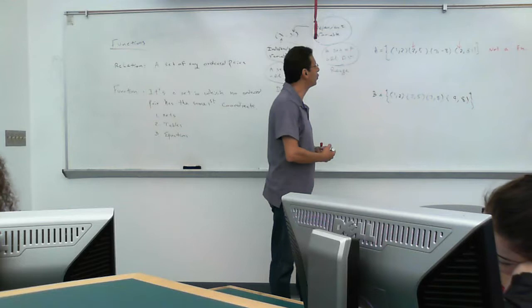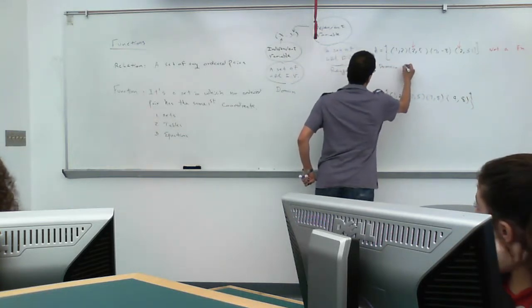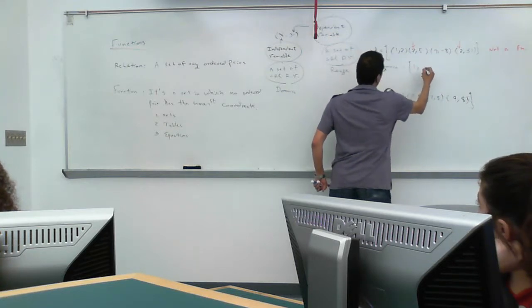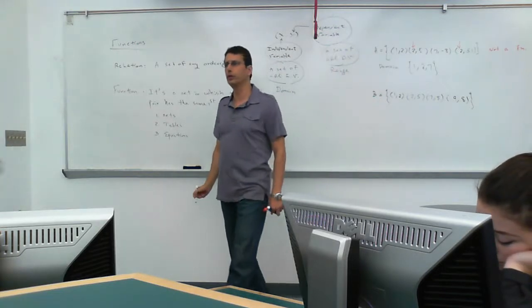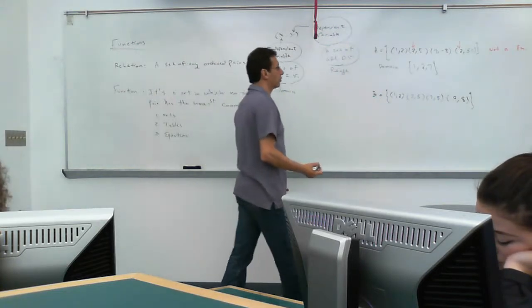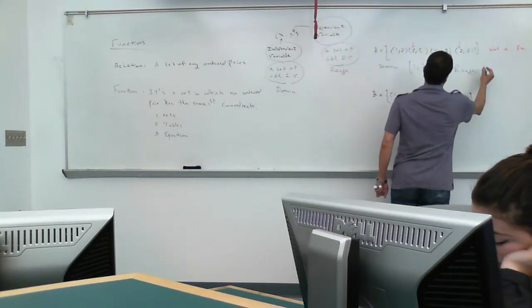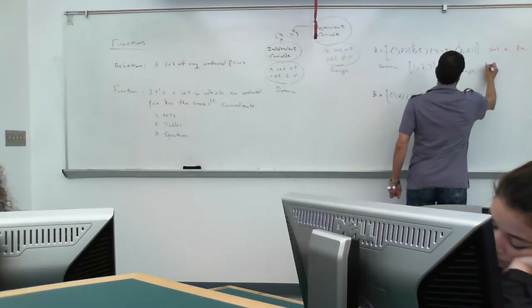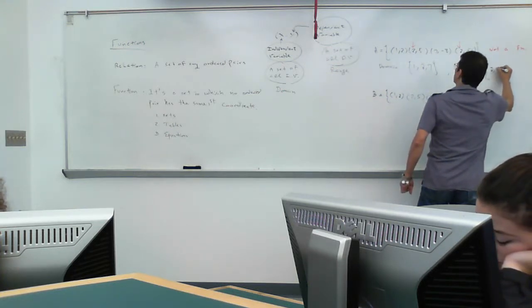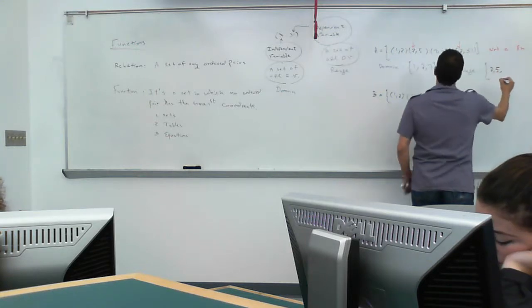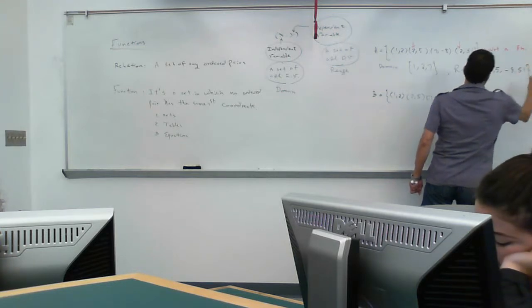Can you give me the domain for A? 1, 2, 7. And you don't repeat what you see, you just write them once. What about the range? 2, 5, -8, 51.